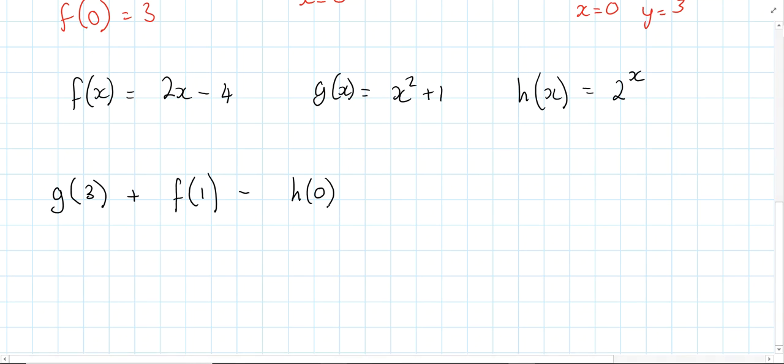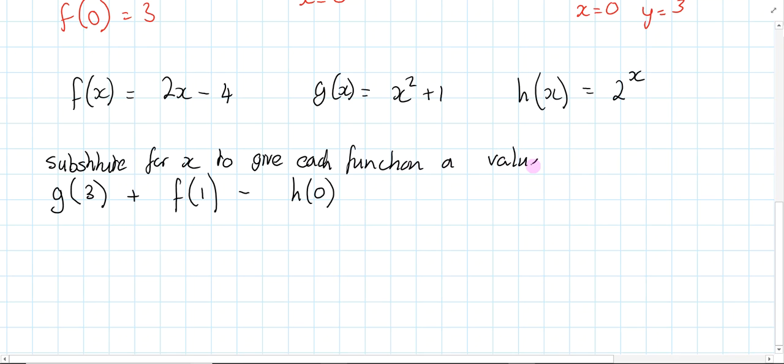You would have to solve each of them to find out what they mean. By substituting. Okay, so we're not solving, are we? Substituting. We're substituting to give each function a value. Good. We've got to get this vocabulary right. Substitute for x to give each function a value.